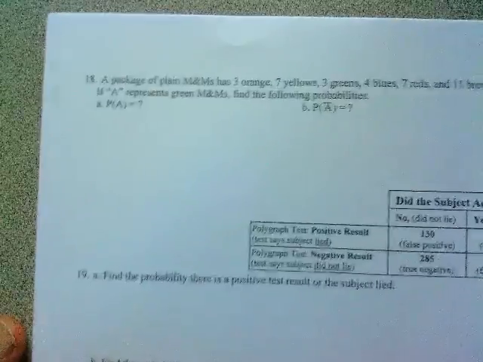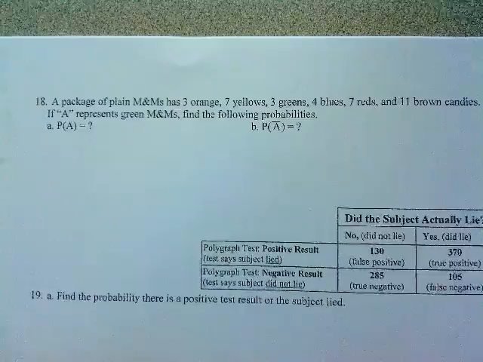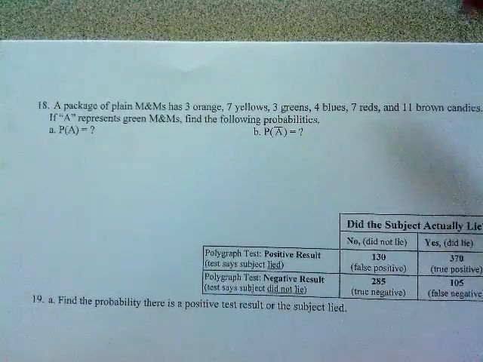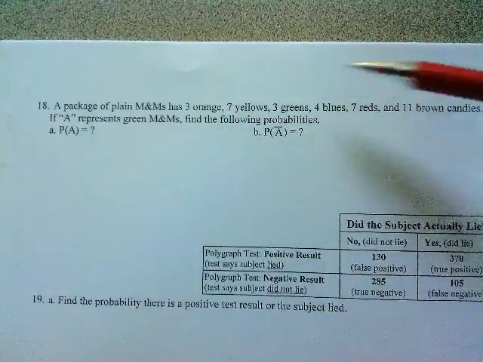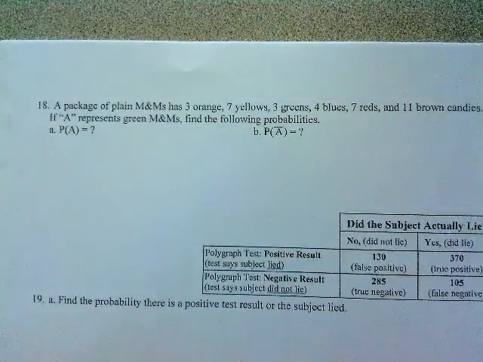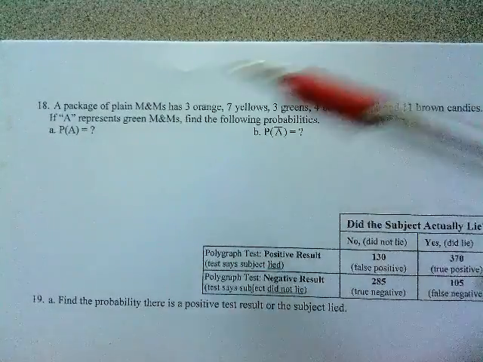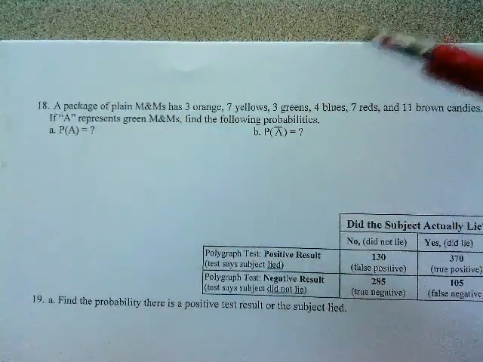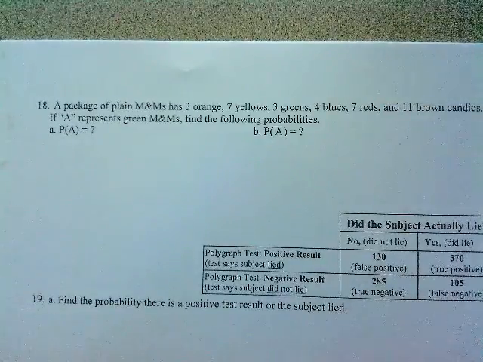First, we're going to start off with the basics of doing probability. We have a package of plain M&Ms: 3 orange, 7 yellows, 3 greens, 4 blues, 7 reds, and 11 browns. A whole bunch of them. And if A represents getting green M&Ms, we want to find the probability of getting green M&Ms.